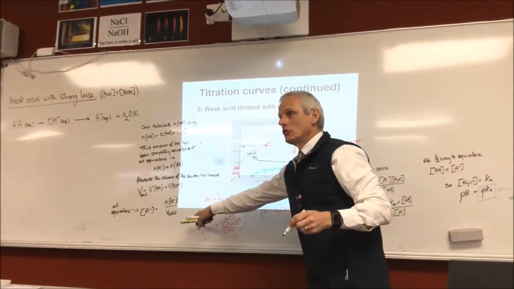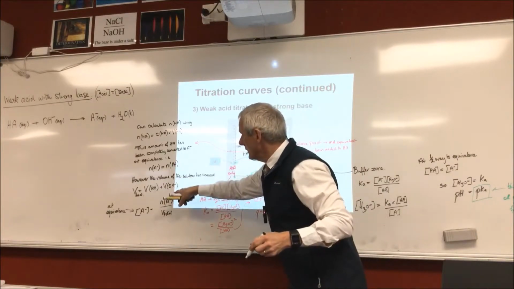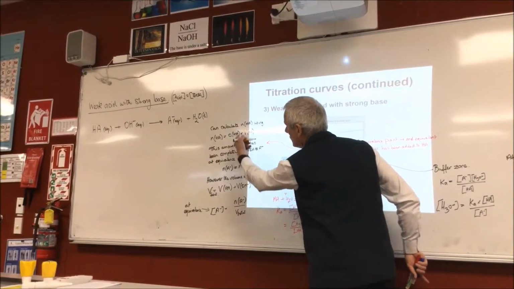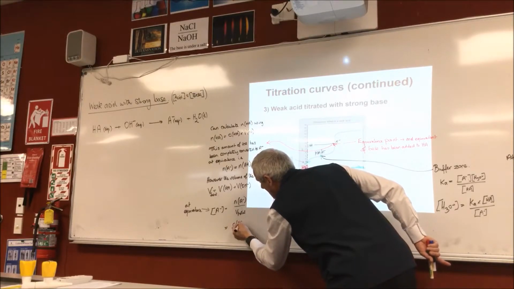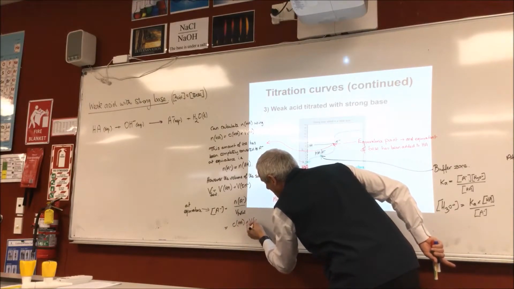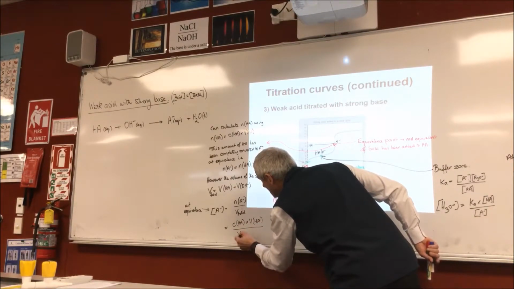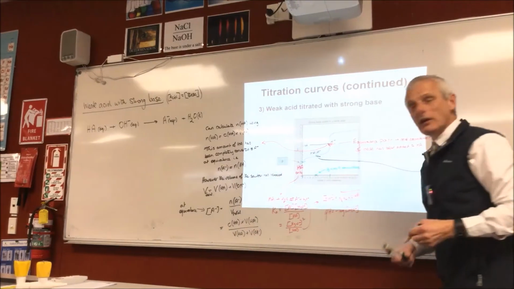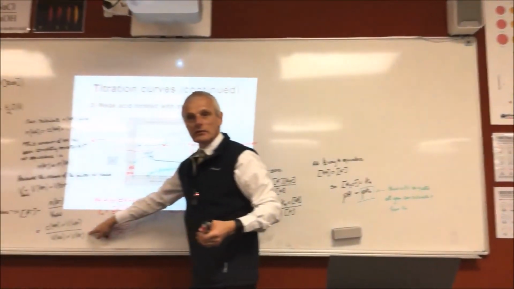That doesn't really help much because those aren't the original things that you have to think about. So what I can do is put all of these into there. Okay. So n(A minus) is n(HA), which is c(HA) times V(HA). So that's all the values that you measure or are given. So that is equivalent to that.